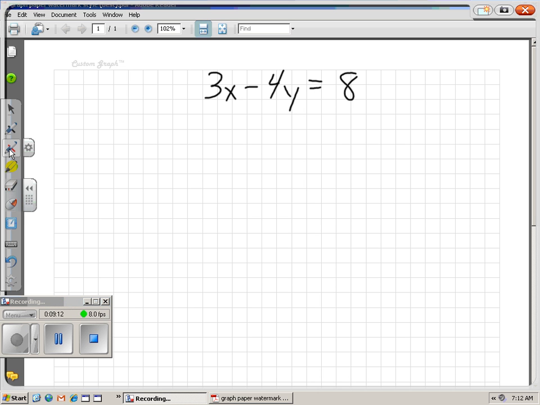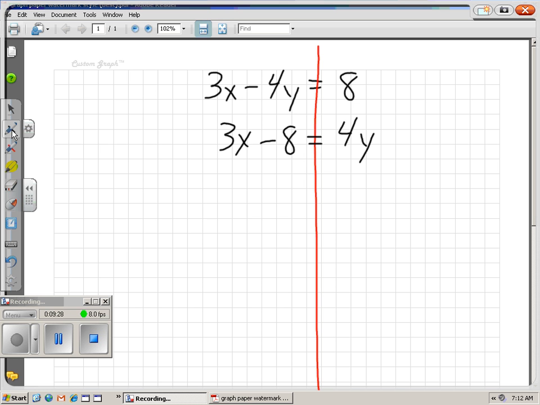Okay, same problem one last time. And I'll just show you jumping the fence, alright? I'm going to jump the 4y over the fence, and it becomes a positive 4y. At the same time, I'm going to move the 8 to the left side of the fence, and it's going to become a negative 8, and my 3x comes down. Look how fast that is.